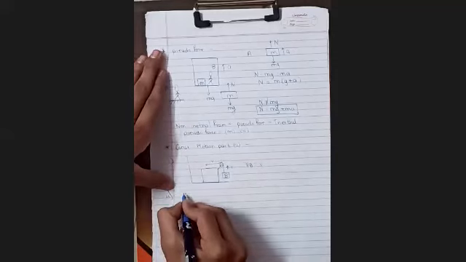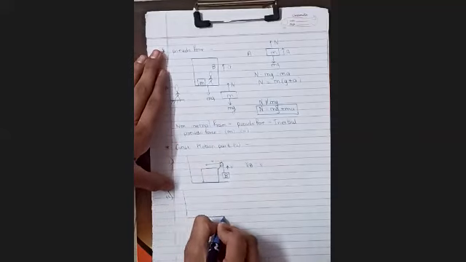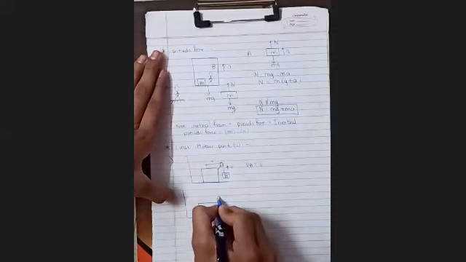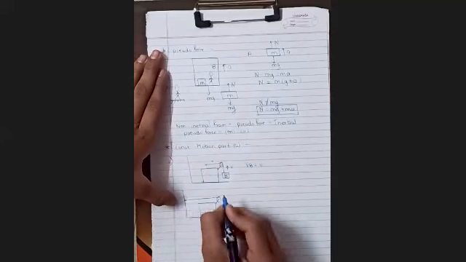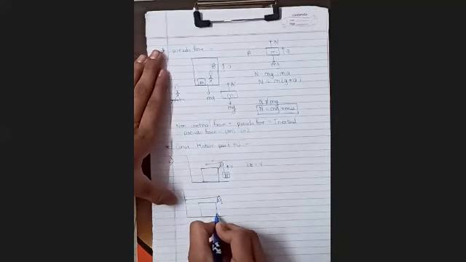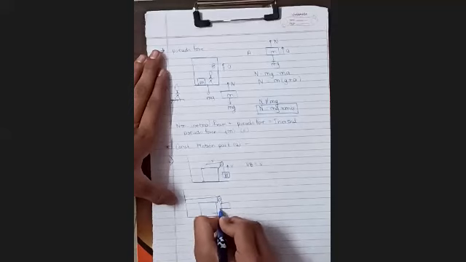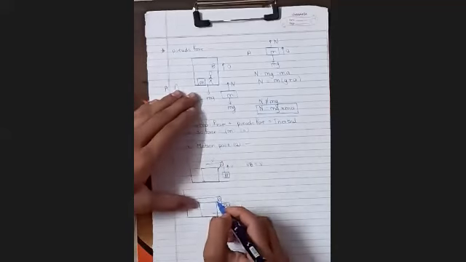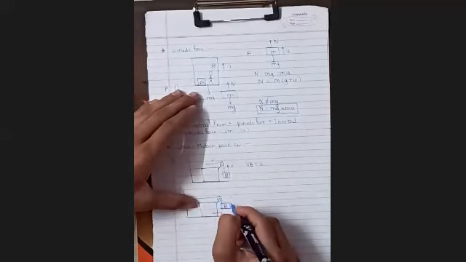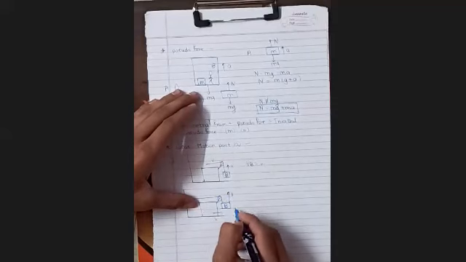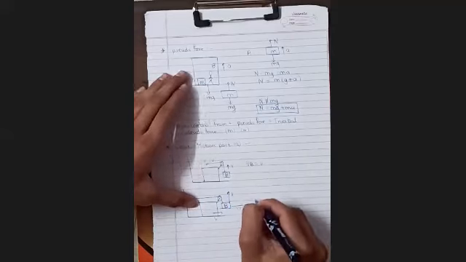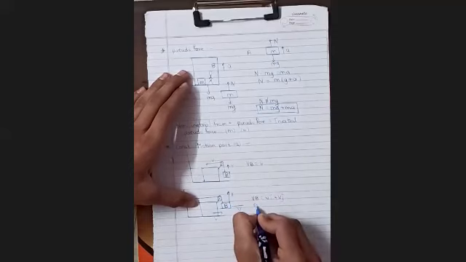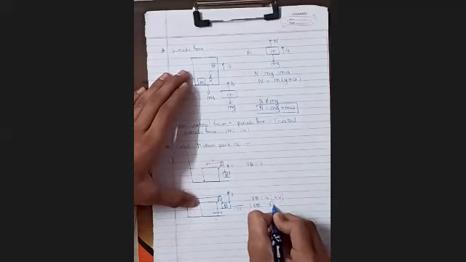Second condition: the string is fixed, and the big block moves with velocity v. So we have to find the velocity of block B. Here, if the big block moves, then this pulley will also move, and here the velocity will be v in j cap and v in i cap. So the velocity of block B is v i cap plus v j cap. If we take the magnitude, the velocity of block B is root 2 into v.